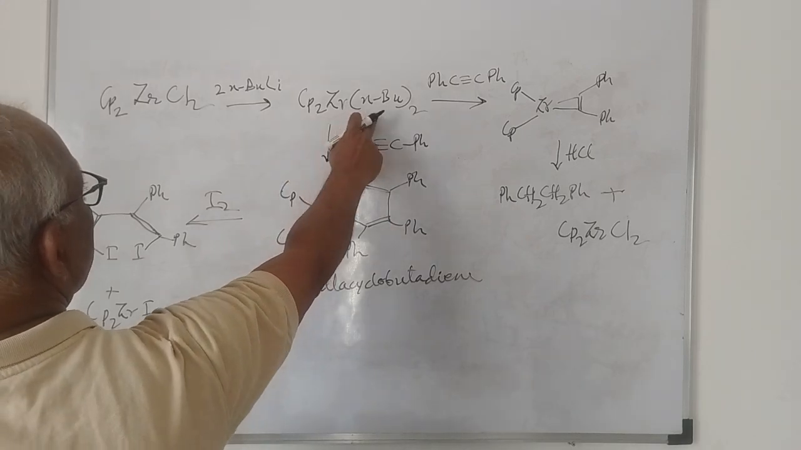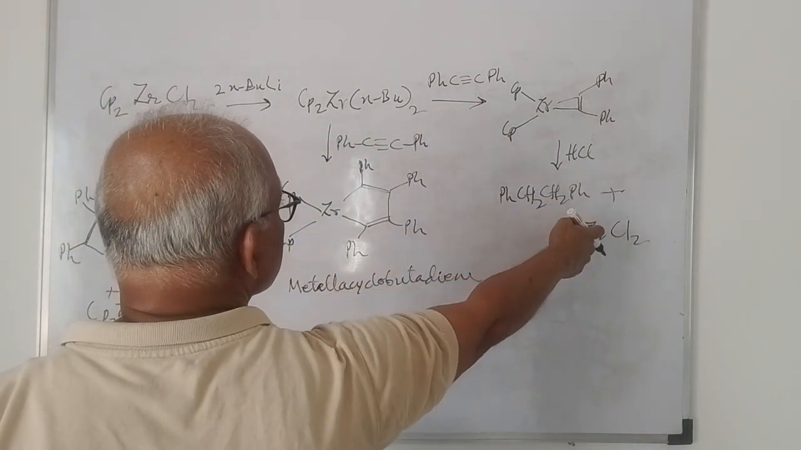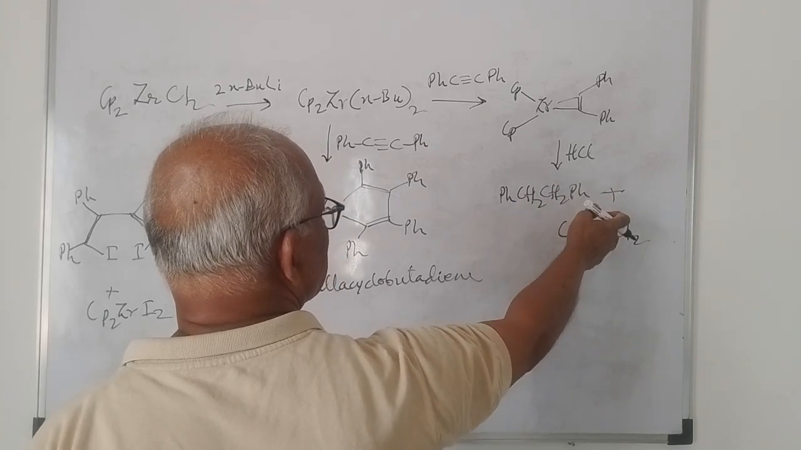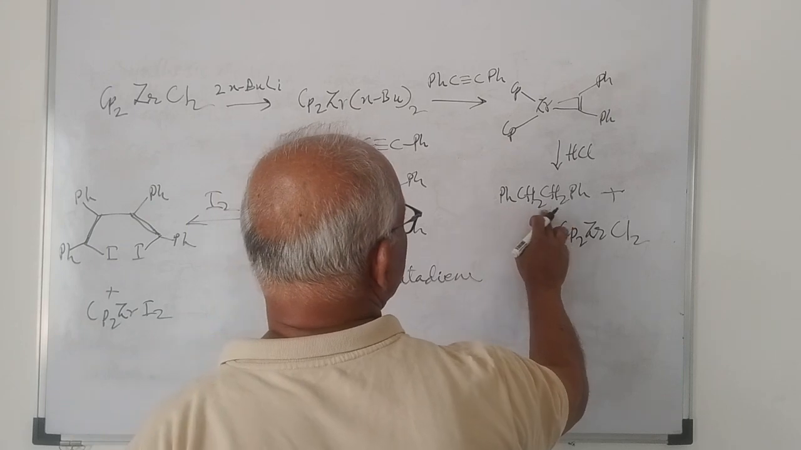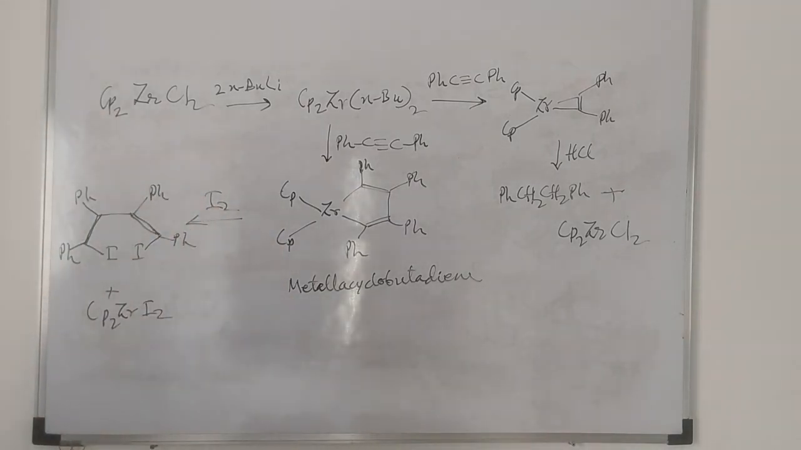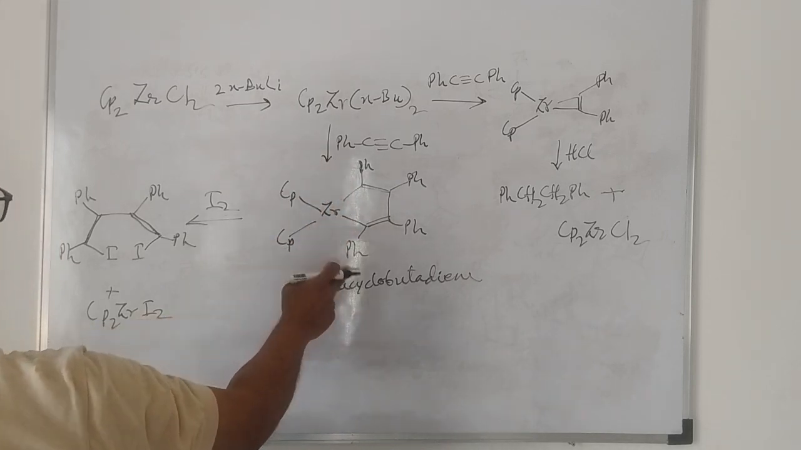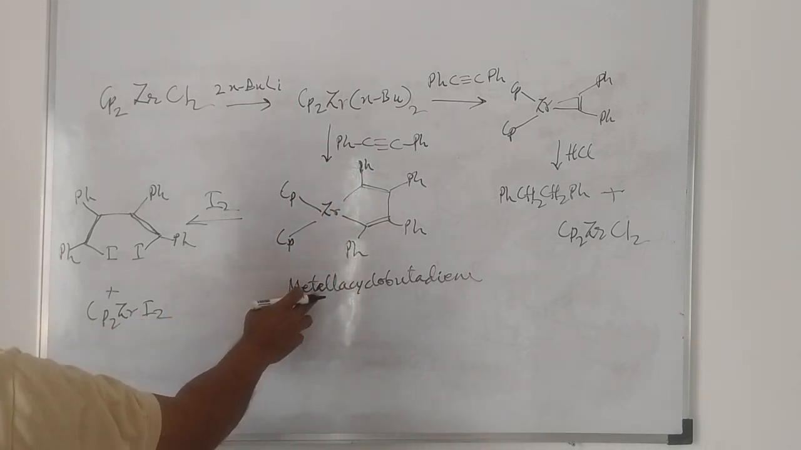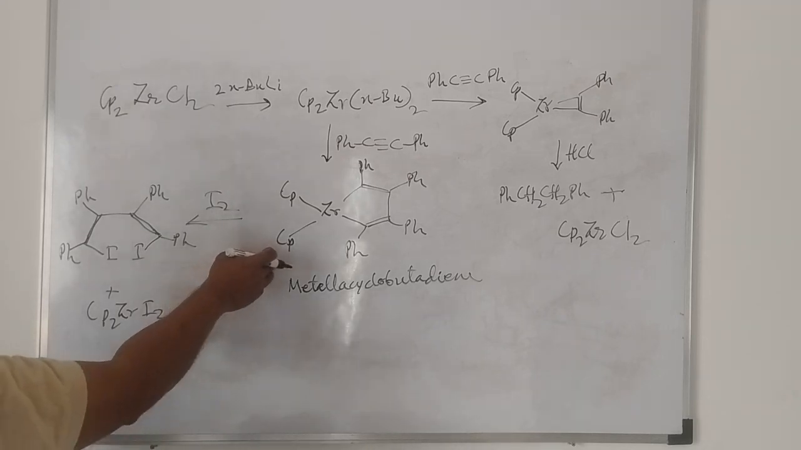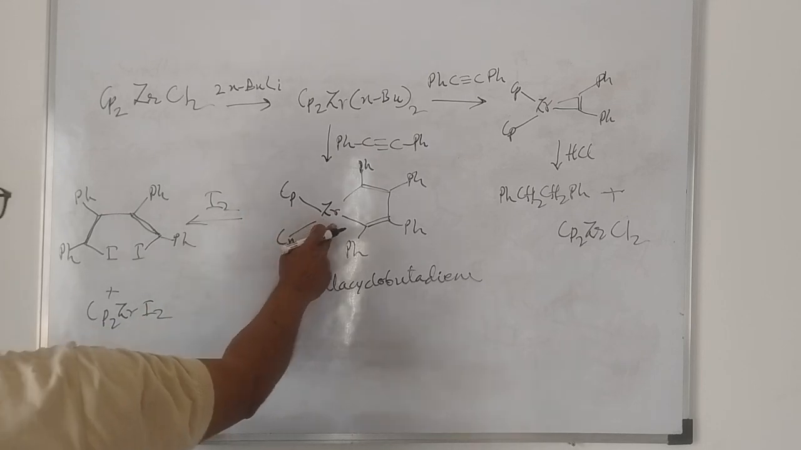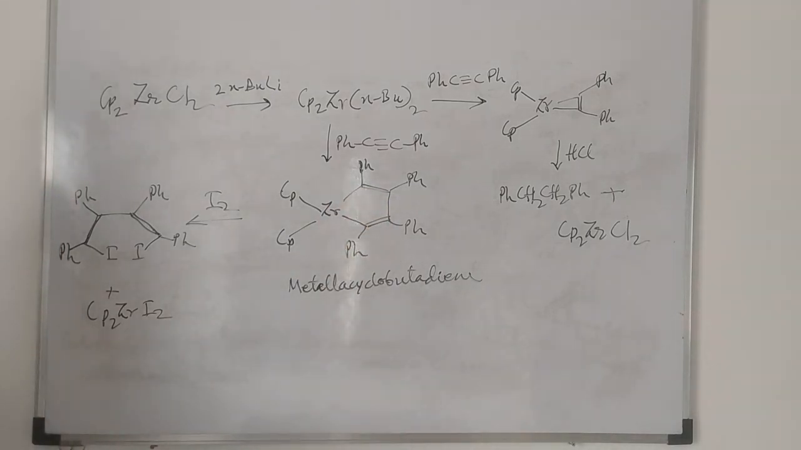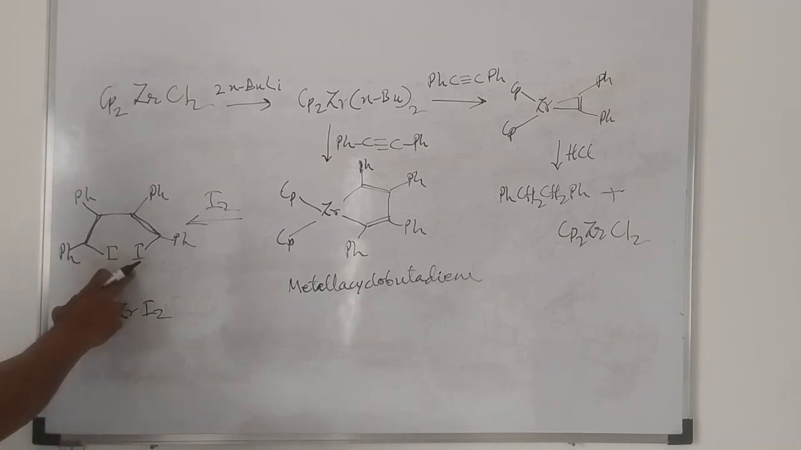So this Cp2Zr in two ways gives different products. So when it is treated with HCl, the complex is broken down and converted into this PhCH2Ph, and this Cp2ZrCl2 is retained. But if it gives this metallocyclobutadiene, and after treatment with iodine, the Zr-C bonds are broken by this iodine, and we get this iodinated product.